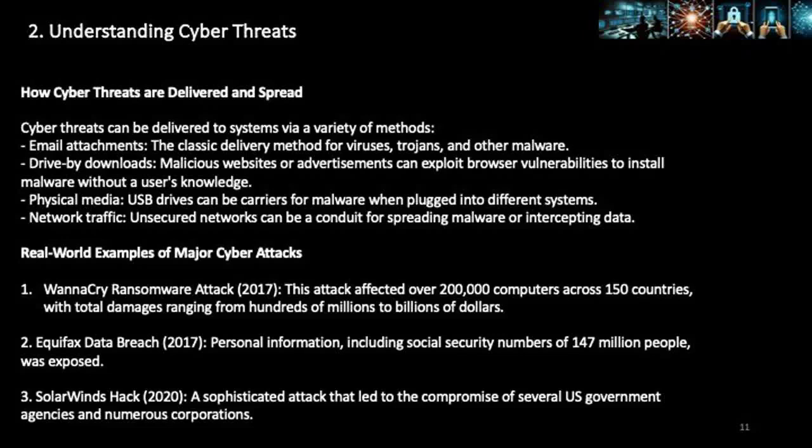How cyber threats are delivered and spread. Cyber threats can be delivered to systems by a variety of methods. Email attachments, the classic delivery method for viruses, trojans, and other malware. Drive-by downloads. Malicious websites or advertisements can exploit browser vulnerabilities to install malware without a user's knowledge. Physical media. USB drives can be carriers for malware when plugged into different systems. Network traffic. Unsecured networks can be a conduit for spreading malware or intercepting data.